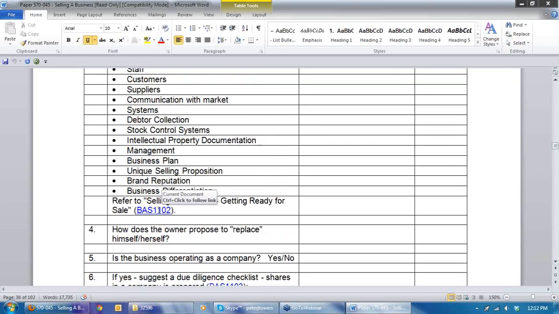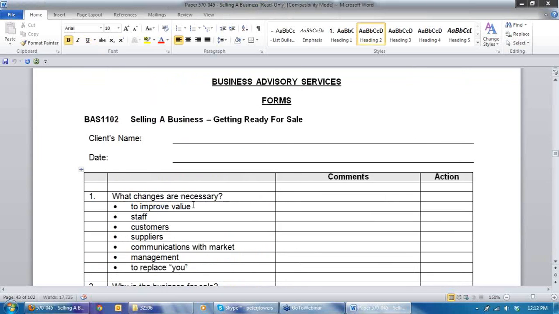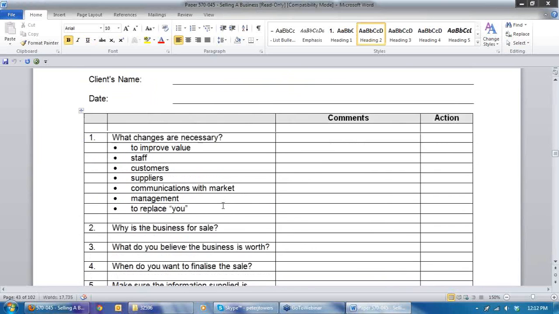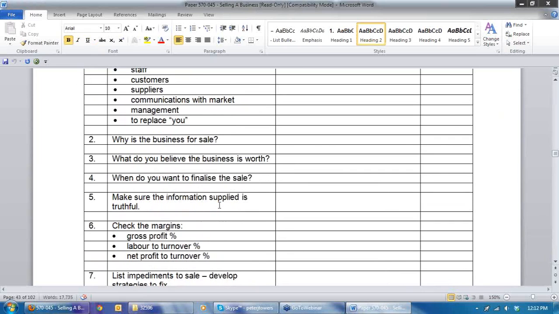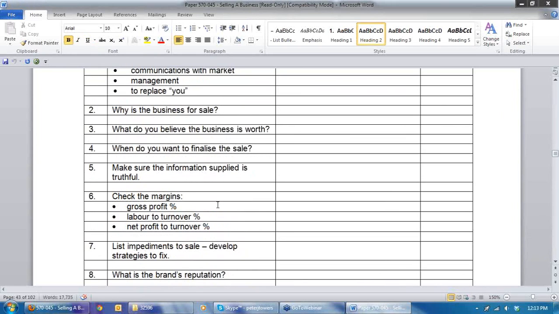And then to help you do that, we have a document, getting ready for sale. So what changes are necessary? What do you believe the business is worth? When do you want to finalize the sale?